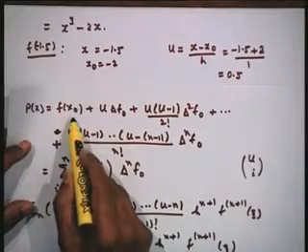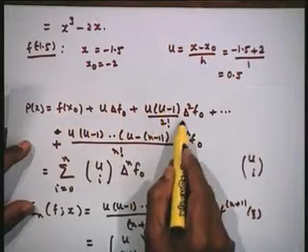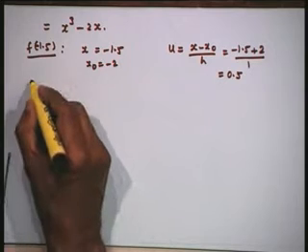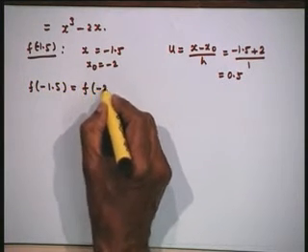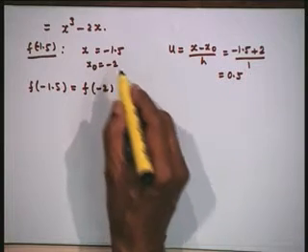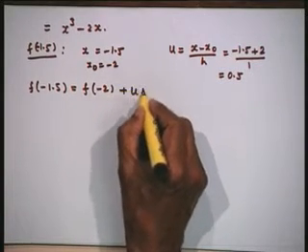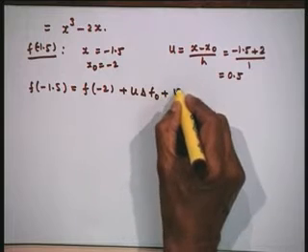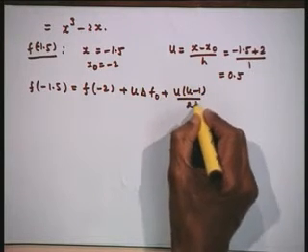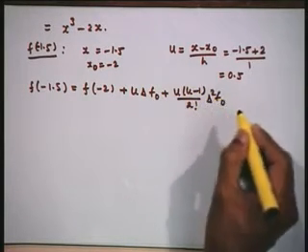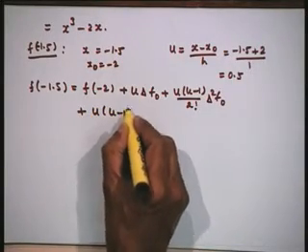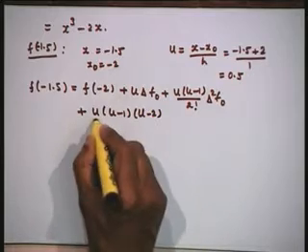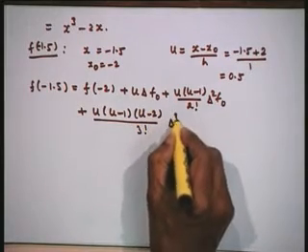Now, we will use the forward difference formula. This is the forward difference formula: f at x naught, plus u delta f x naught, plus u into u minus 1, these are binomial coefficients. Therefore, f at minus 1.5 will be equal to f at minus 2, plus u delta f naught, plus u into u minus 1 by factorial 2 delta squared f naught. The third difference is also available to us. So, we will have u minus 1, u minus 2 by factorial 3 delta cube f naught.